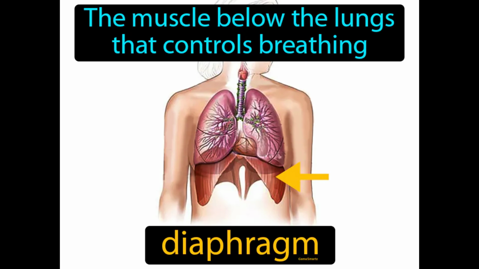The muscle below the lungs that controls breathing. Diaphragm. The diaphragm is a dome-shaped muscle that helps pump air into and out of the lungs.